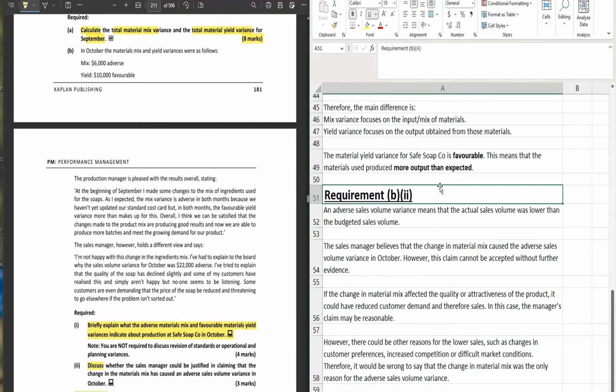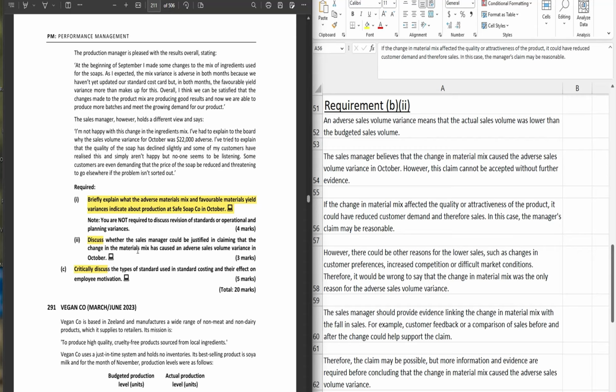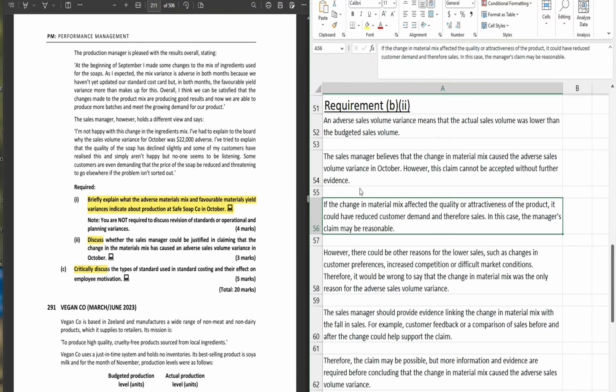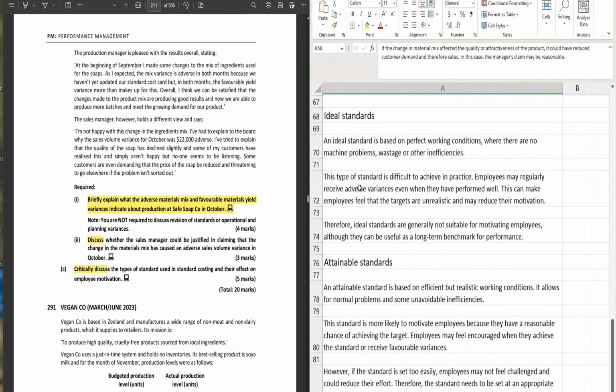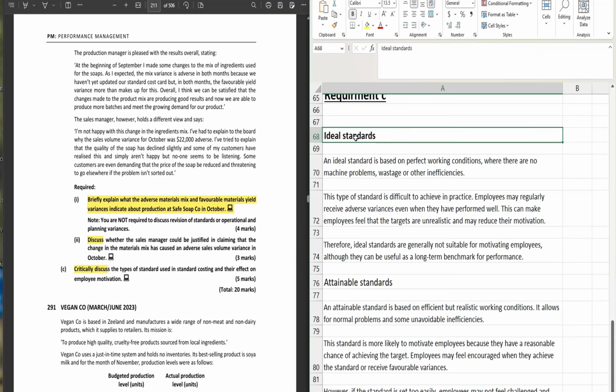And we have just explained in the balanced way, right? Now the last part of the requirement is to critically discuss the type of standard used in standard costing and their effect on employee motivation, which I have done for you. So here, first is the ideal standard.